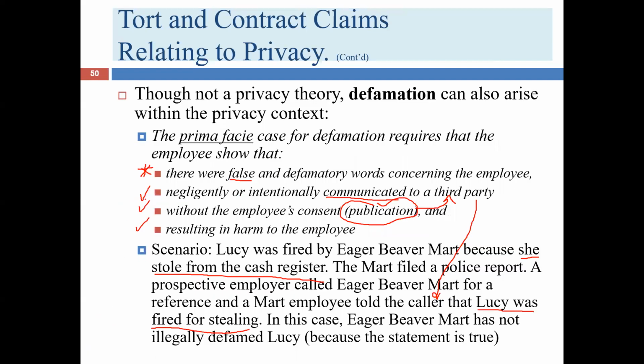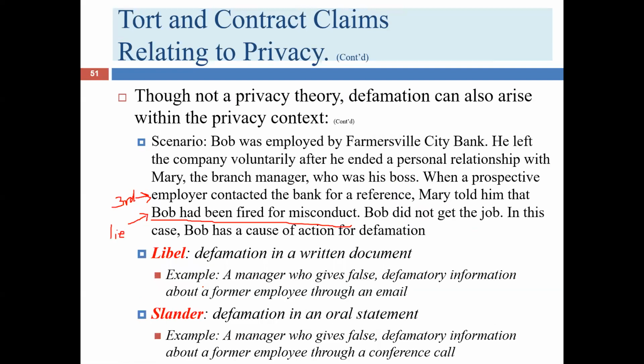So it's a false statement that Mary gave the potential employer. It was communicated to that potential employer. Bob didn't consent to that publication, and it certainly harmed Bob because Bob didn't get the job. So we satisfied all of the requirements for the tort of defamation. So Bob does have a claim of defamation.